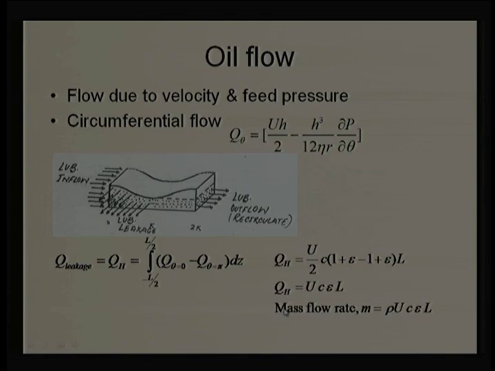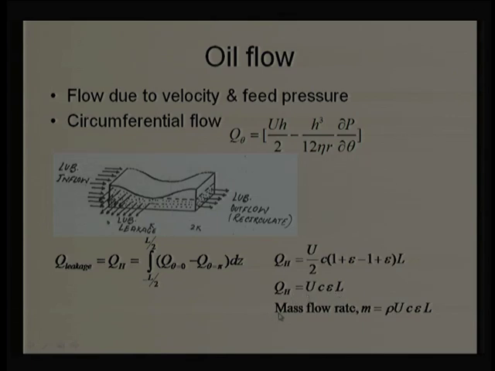it turns out that QH is equal to velocity, clearance, eccentricity ratio into length. It depends on all of these, and this is a volume flow rate. We can check the units here: meter per second, meter, so that will turn out to be meter cube per second.